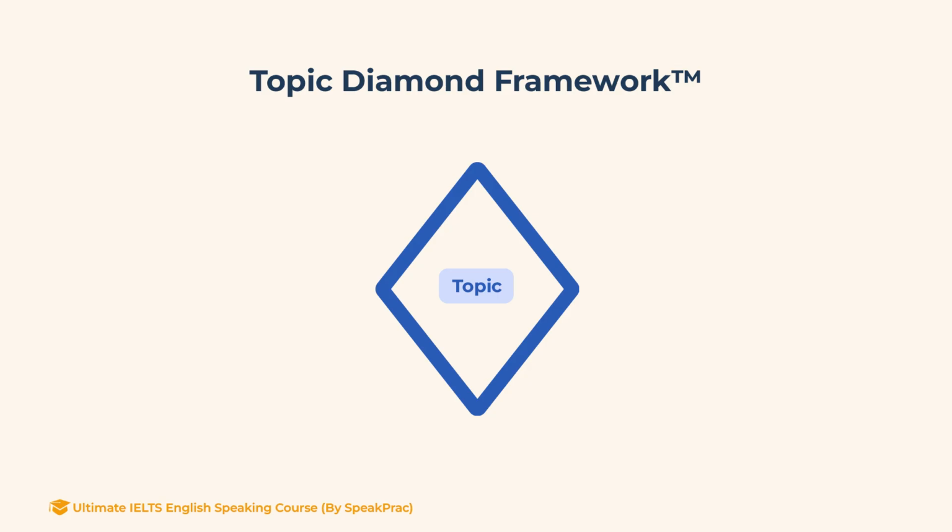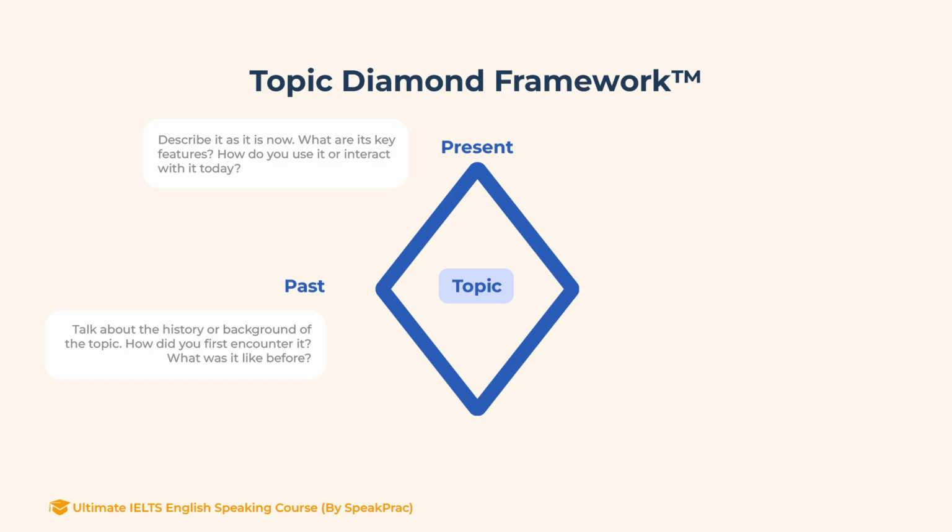The topic is your core. Now the 4 key points, here's what they are. 1, the past. Talk about the history or background of the topic. How did you first encounter it? What was it like before? 2, the present or a description. Describe it as it is now. What are its key features? How do you use it or interact with it today?